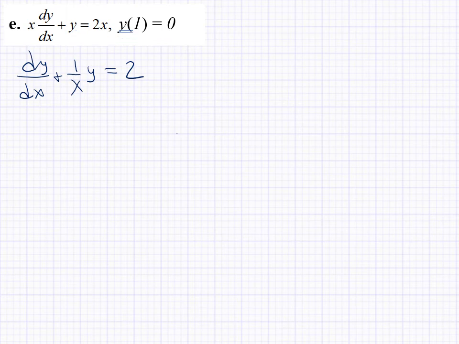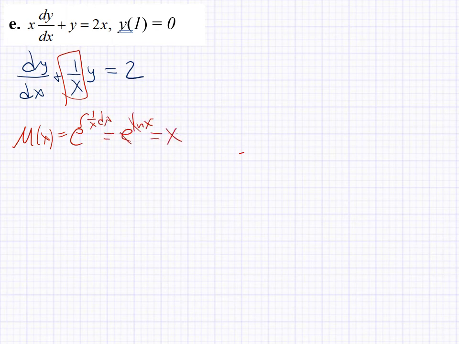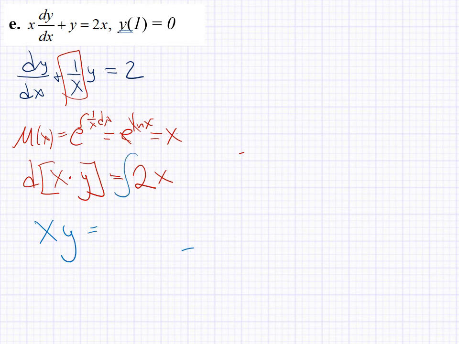All right. P of x, pretty clear, 1 over x. So our mu is e to the integral of 1 over x dx, which would be e to the log x. E and the log cancel, so just x. So then that would tell me that the left-hand side will turn into the derivative of x times y, and the right-hand side is 2 times x. Integrate both sides, we get x times y equals the integral of 2x, which is x squared plus c. Divide by the x, you get y equals x plus c over x.